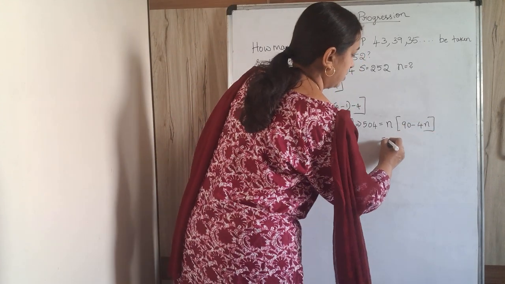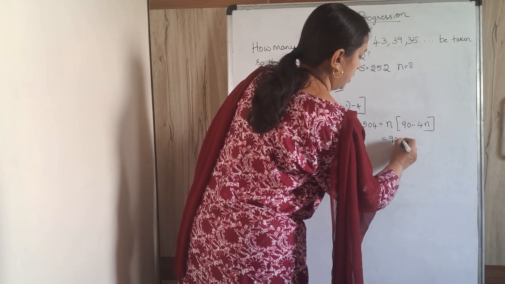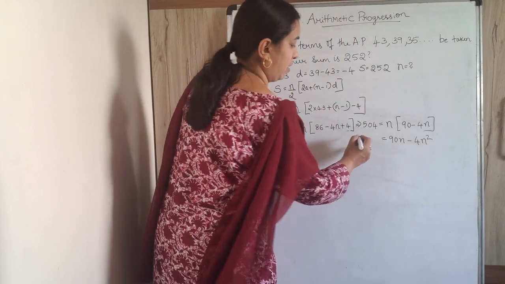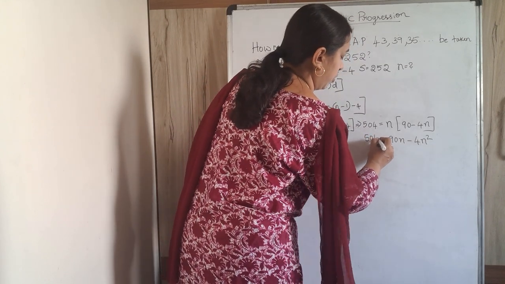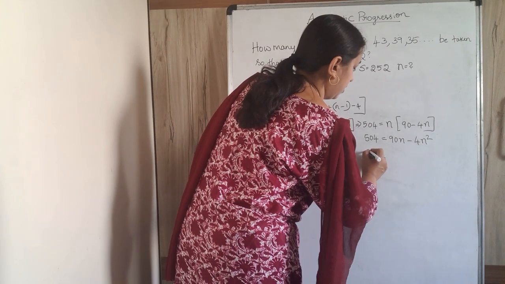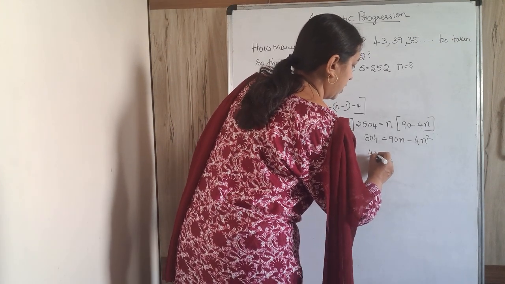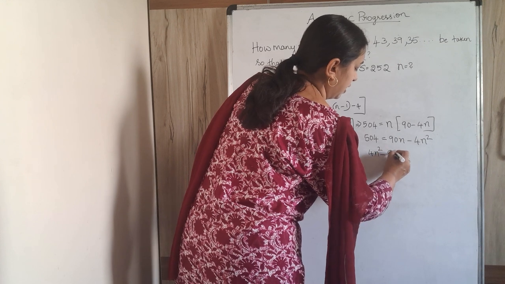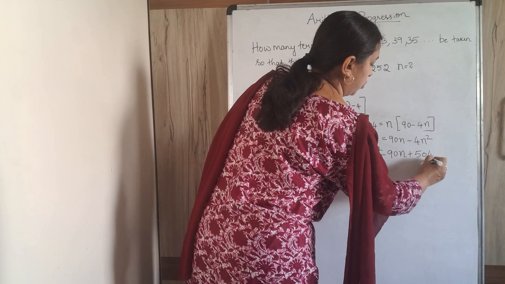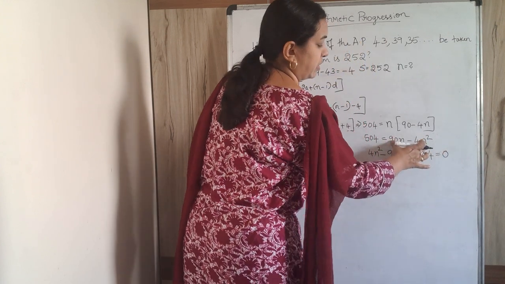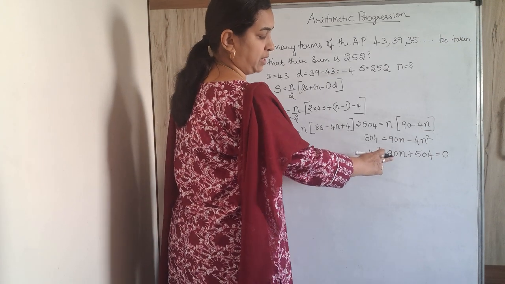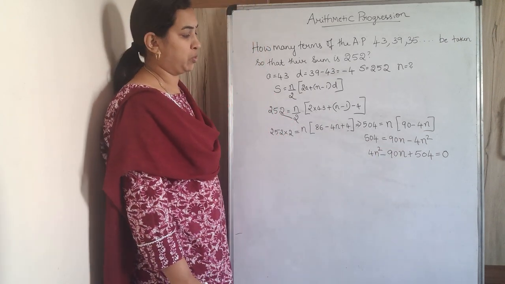So multiply this, this will become 90N minus 4N square will be equal to 504. Okay, so this will be 4N square minus 90N plus 504, which is equal to 0. I have transferred these terms to the left hand side. So it became 4N square minus 90N plus 504.